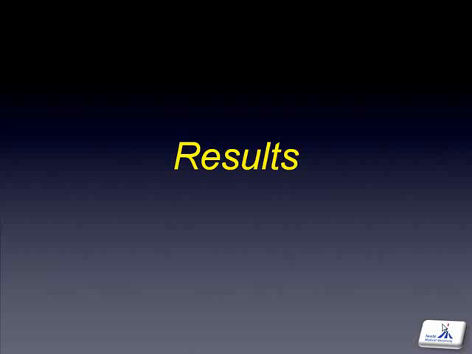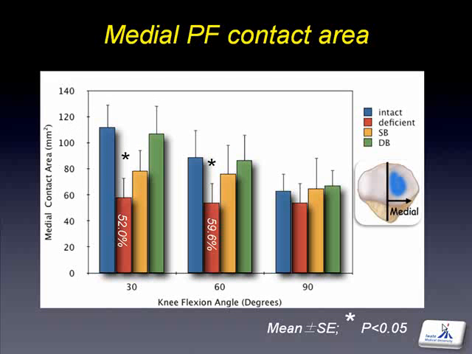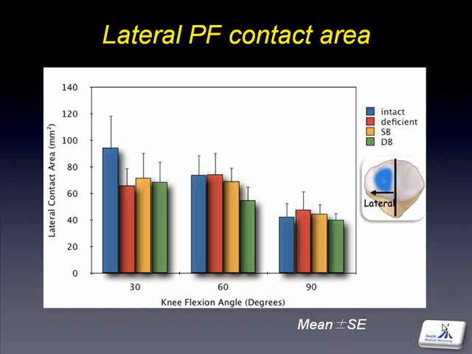Results. In the total contact area, ACL deficient and single-bundle reconstructed knee significantly decreased by 60% and 73% at 30 degrees of knee flexion when compared with the intact knee. In the medial contact area, ACL deficient knees significantly decreased by 52% and 60% at 30 and 60 degrees of knee flexion. In the lateral contact area, there were no significant differences.